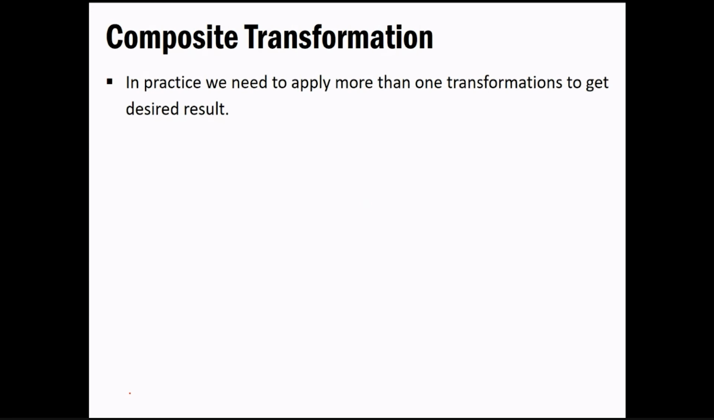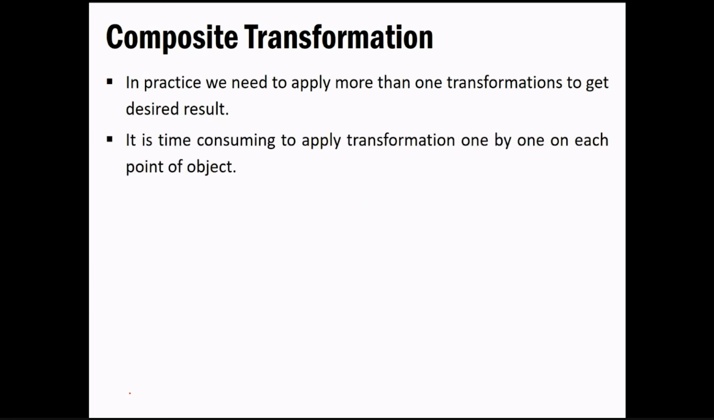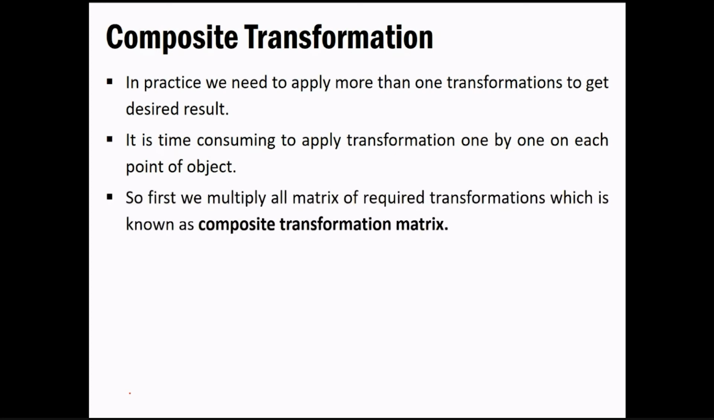Now what it says is that in practice we need to apply more than one transformation to get the desired result. It is not that we will deal with just one thing; we will deal with all of these things together. It is time consuming to apply one transformation at a time on each point of the object. So for that purpose we multiply all the matrices of the required transformations, which is known as the composite transformation matrix.